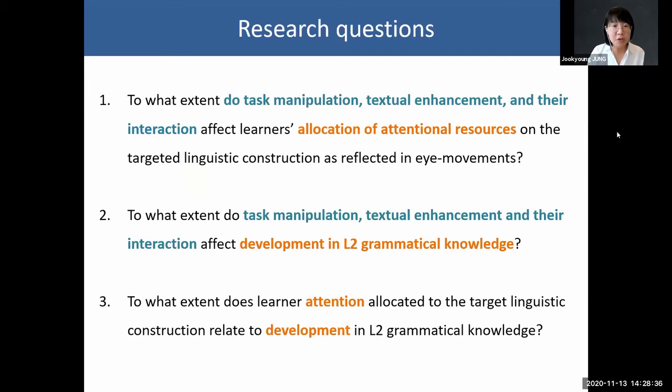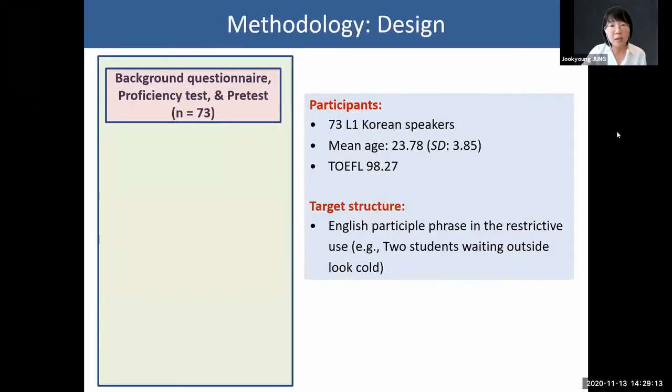So the research questions were, firstly, to what extent do task manipulation, textual enhancement, and their interaction affect learners' allocation of attention resources on the target linguistic constructions, as reflected in their eye movements? And secondly, to what extent do task manipulation, textual enhancement, and their interaction affect development in grammatical knowledge? And lastly, to what extent is learner attention allocated to the target linguistic construction related to development in grammatical knowledge?